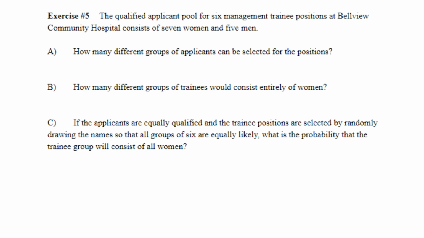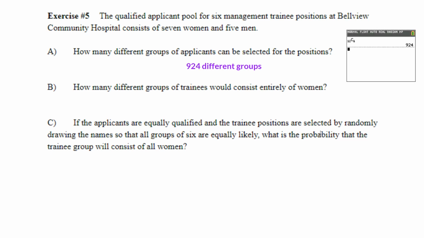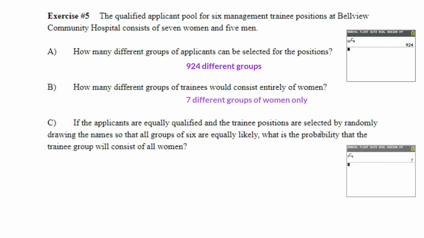Applicant pool for 6 management trainee positions at Bellevue consists of 7 women and 5 men. How many different groups of applicants can be selected for this position? So this would be 12 people taken 6 at a time. I got the 12 from 7 women and 5 men. The 6 is the 6 management trainee positions, so 924 groups for letter A. How many different groups of trainees would consist entirely of women? So this would be the 7 women taken 6 at a time. So there are only 7 different groups of women, 7 different ways that the trainees would all be women.